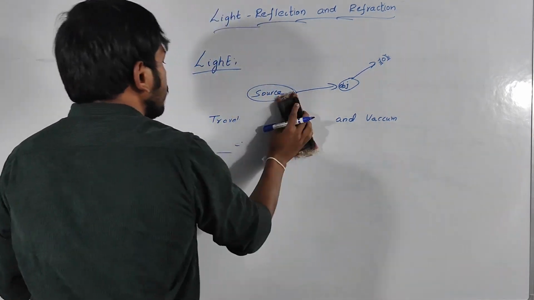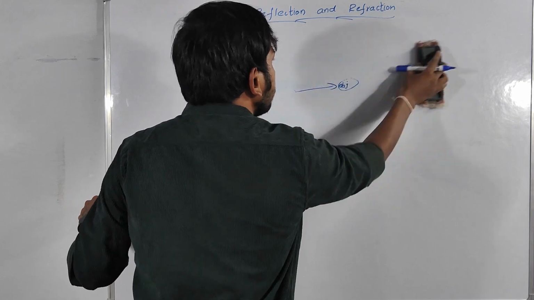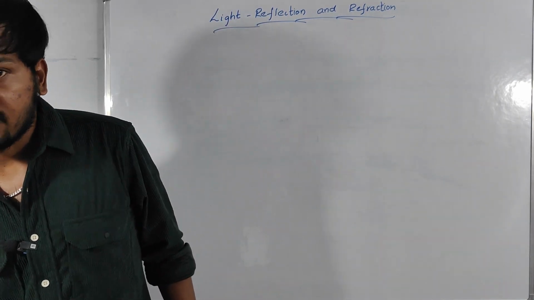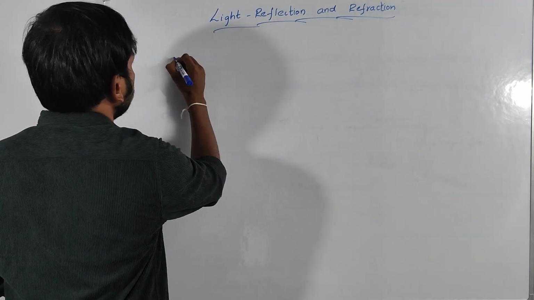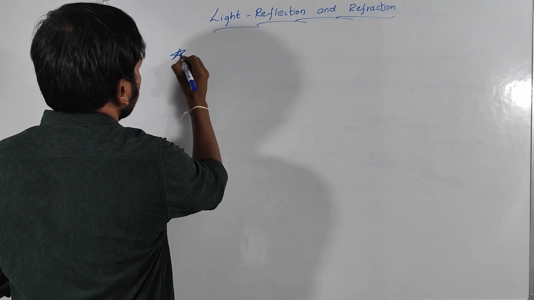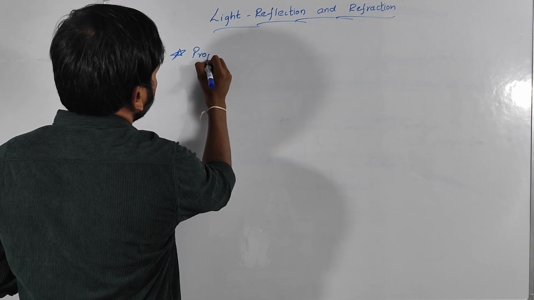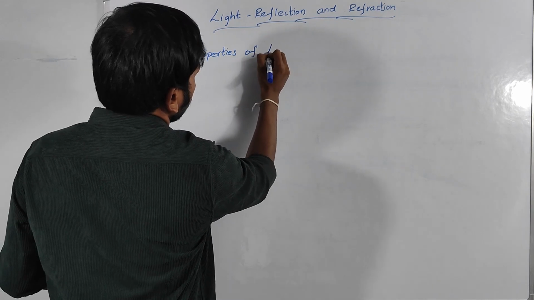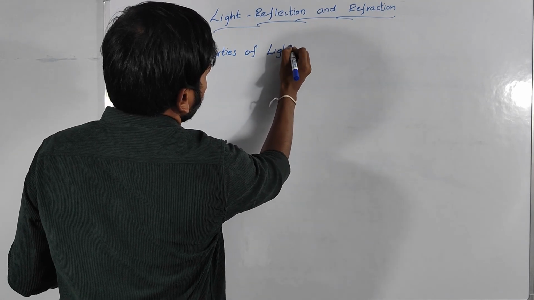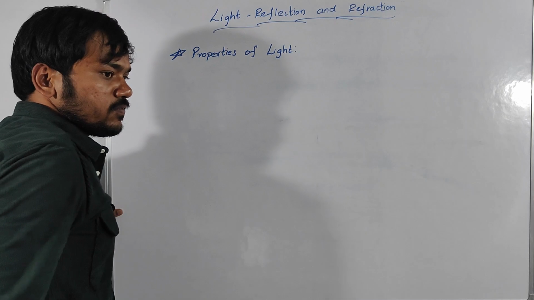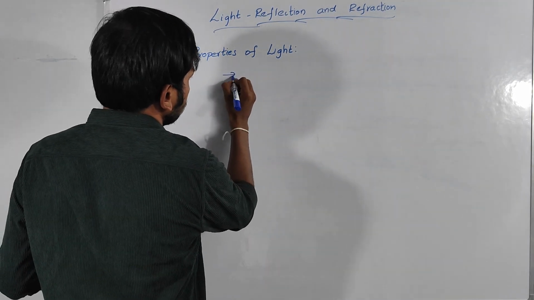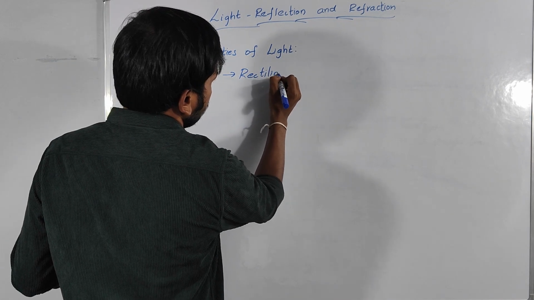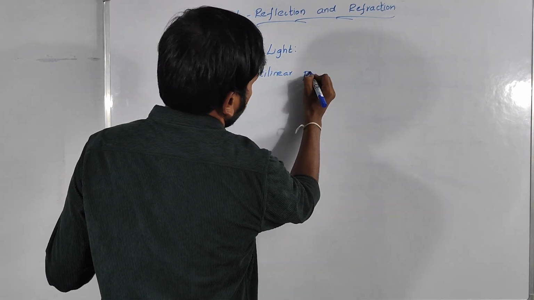So depending on the particle nature or wave nature of light, we have 7 properties of light. What are those properties of light? Let us see. Properties of light. So those 7 properties of light, the first one is rectilinear propagation.